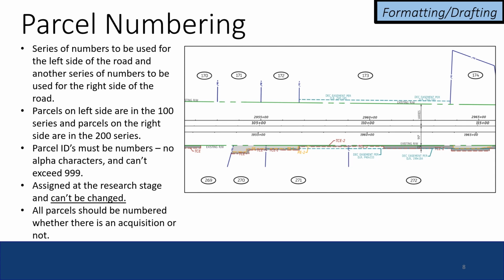When numbering parcels, a series of numbers is used on the left side and another series on the right side of the road. In this example, the parcels on the left side are in the 100 series. Parcels on the right side are in the 200 series. Parcel IDs must be numbers with no alpha characters and can't exceed 999. Once parcels are assigned at the research stage, they can't be changed. All parcels should be numbered whether there is an acquisition or not.